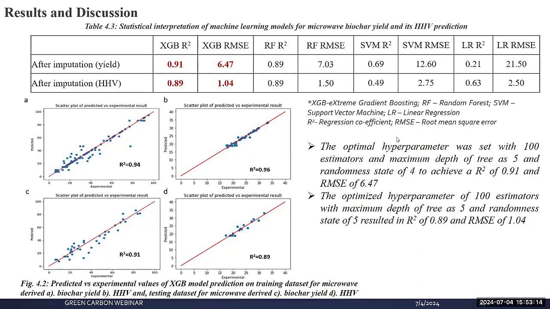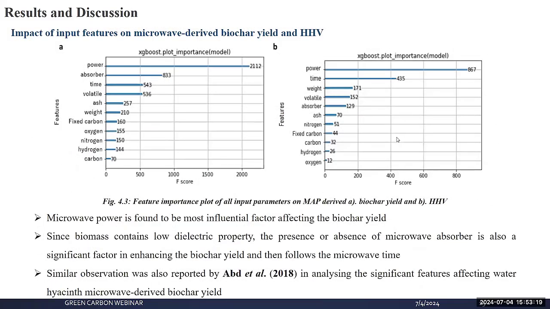So this XGB we have selected, and we have analyzed the importance of different features, and we have ranked these features based on their influence. As we see, the microwave power is the most influencing factor affecting the biochar yield and energy value. After the power comes the microwave absorber and the microwave time in predicting the yield, whereas in case of HHV, the reaction time, the feedstock amount and the feedstock characteristics are determining the energy value.